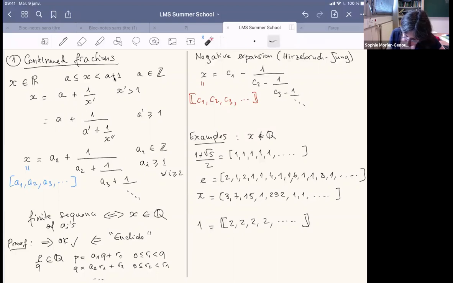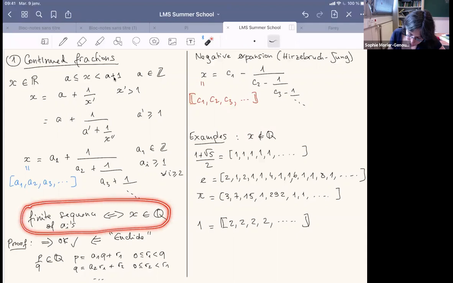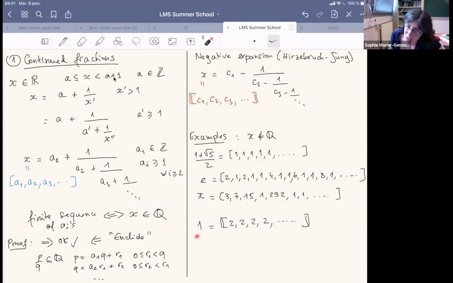I did not say, because it was not true, that we had the same statement for the negative expansion. And this is a counterexample. 1 may be represented with an infinite sequence, okay? So for the uniqueness question, this gives you the uniqueness.